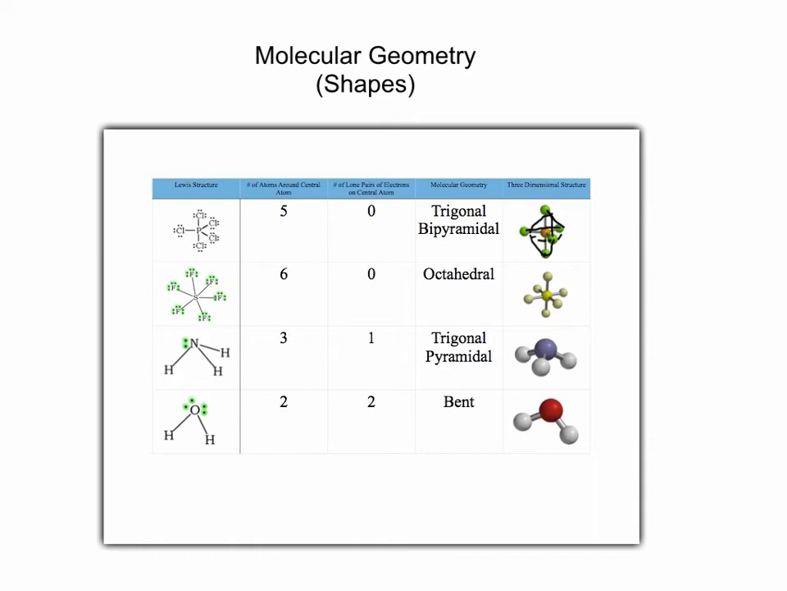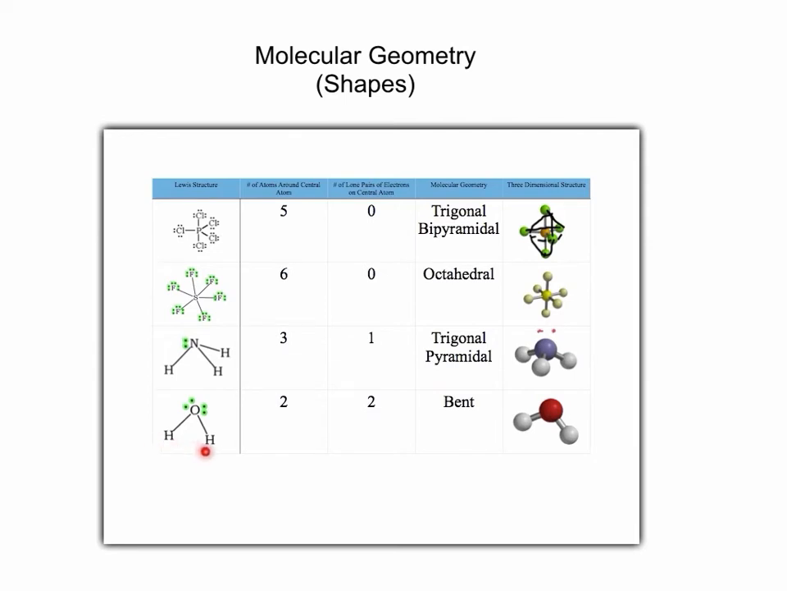And I'll draw them in. Here are the lone pairs of electrons. They're up here, and they're basically repelling the other bonds away from them. And we call this trigonal pyramidal because it still has that triangle shape to it, but is in 3 dimensions.